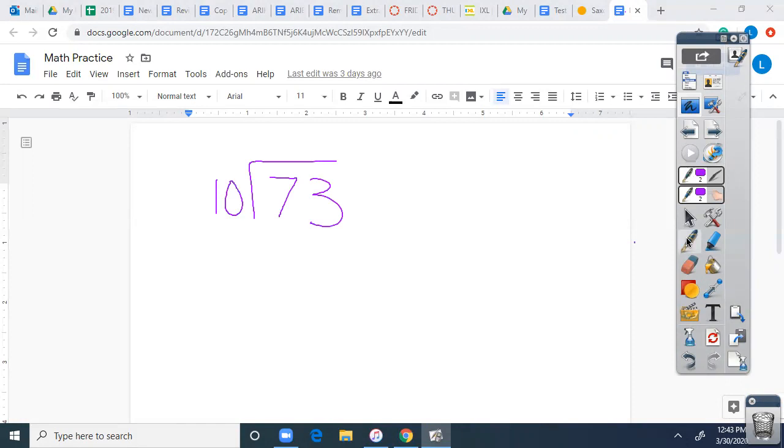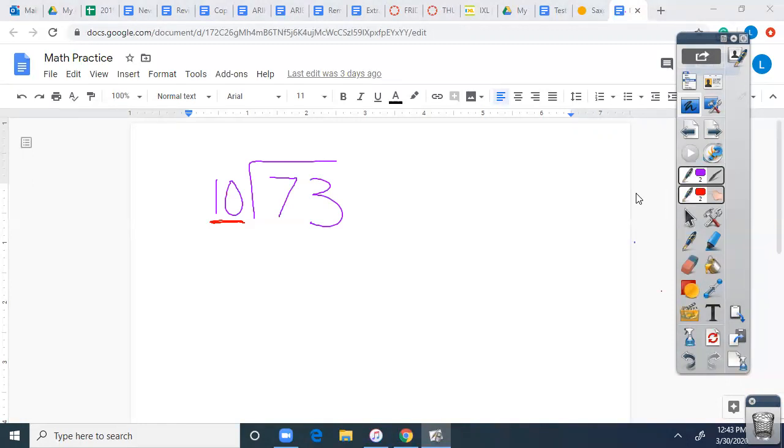Now this is a little bit different. You haven't seen something like this before. Normally what you have outside the little house, is what I like to call it, this number right here is normally a 1-digit number, but today it's a 2-digit number. So instead of saying 2 or 3 or whatever number's outside that house, you're going to say 10 goes into 73 how many times?